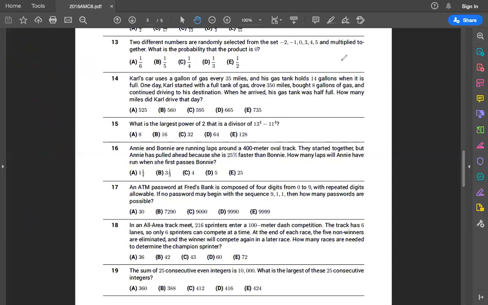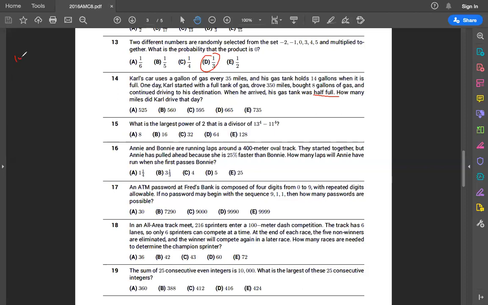Alright, problem 14. Carl's car uses a gallon of gas every 35 miles, and his gas tank holds 14 gallons when it's full. So we're told that he starts with a full tank of gas, drives 350 miles, refills for 8 gallons, and then continues driving. He arrives with his tank half full. We want to know how many miles he drove.